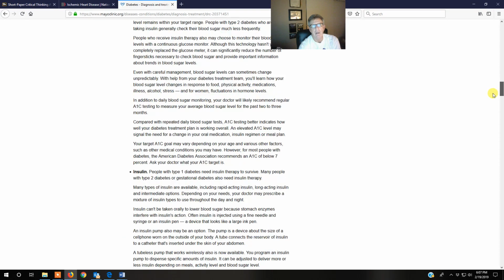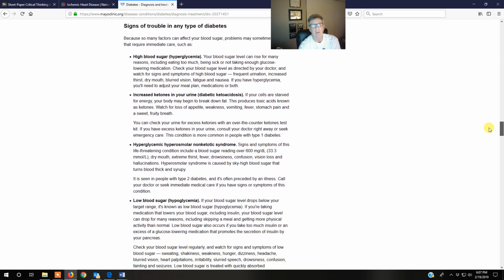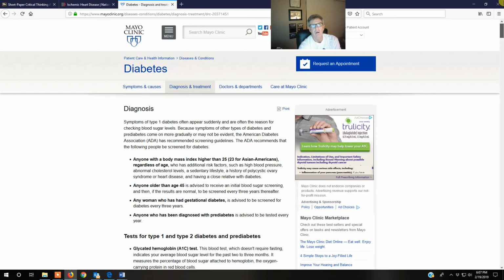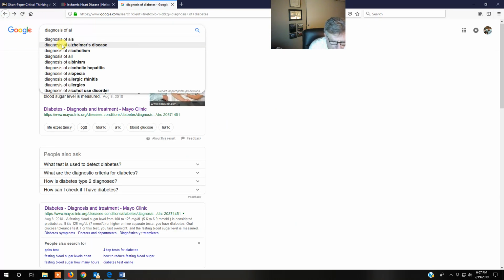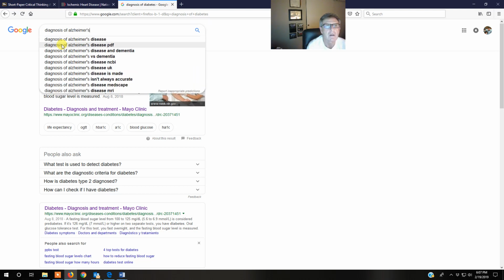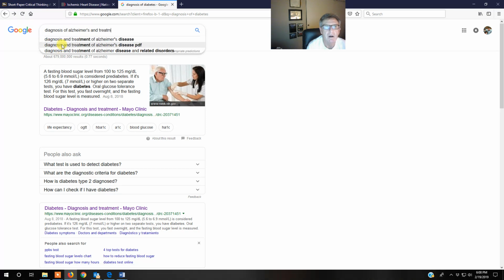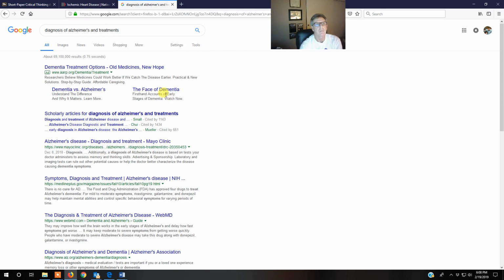And we get down here, and you see treatment. Okay, and there's lots and lots of different types of treatments that you have right here. Okay, so that's how you do that. Okay, same thing with Alzheimer's. So you would just go back and you would say diagnosis of Alzheimer's, and treatment maybe. You can get it all in one bag. Okay, there it is. Okay, so dementia treatment options. Okay, here we go.